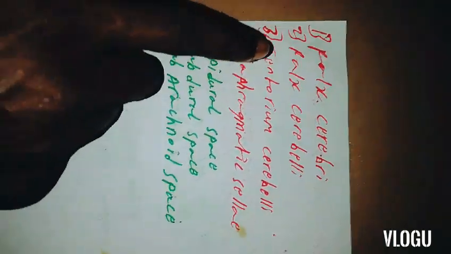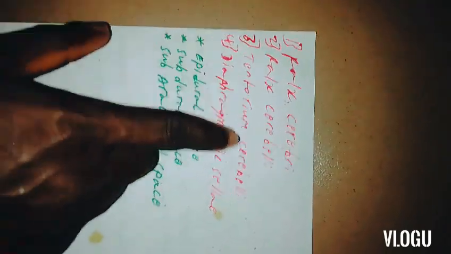Okay, and they are: 1, we have the falx cerebri. 2, we have the falx cerebelli. 3, we have the tentorium cerebelli, and 4, we have the diaphragma sellae.